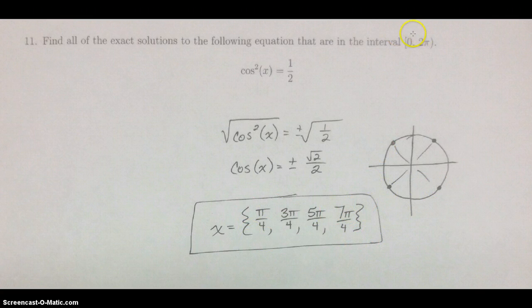And notice that we're limited to this interval 0 to 2 pi, which is why we don't have to worry about writing plus 2 pi k, or extending this out to get an infinite number of solutions.